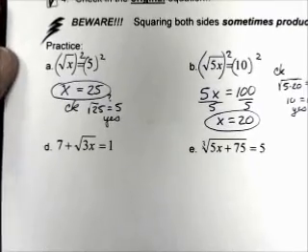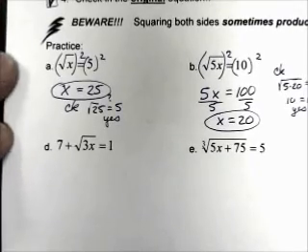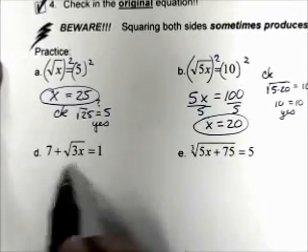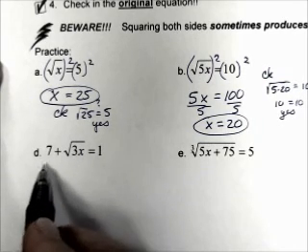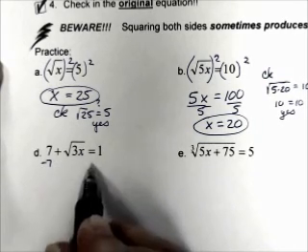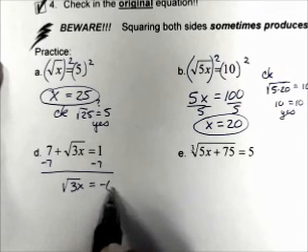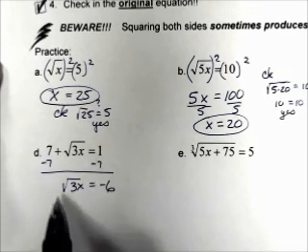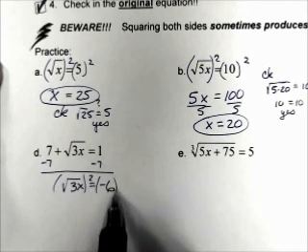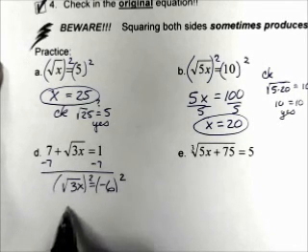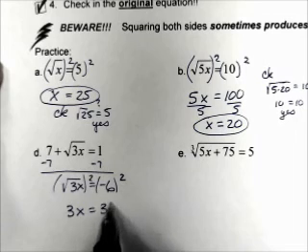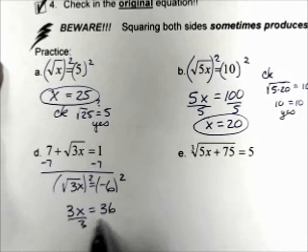D. 7 plus the square root of 3x equals 1. Isolate the radical, so subtract 7 from both sides. The square root of 3x equals negative 6. Square both sides. 3x equals 36. Divide by 3. X equals 12.